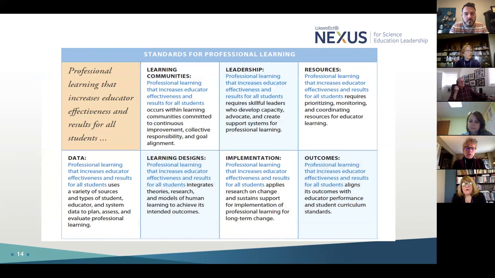Another one of the seven that I see people struggling with somewhat is the data standard, to ensure that professional learning uses a variety of sources and types of student, educator and system data, so that the professional development is designed to be aligned to the needs of the district, the teachers and the students. We then loop back to gather data to look at the quality of the professional learning and what adjustments we need to make. So this resource, as well as some others, is included in the framework.